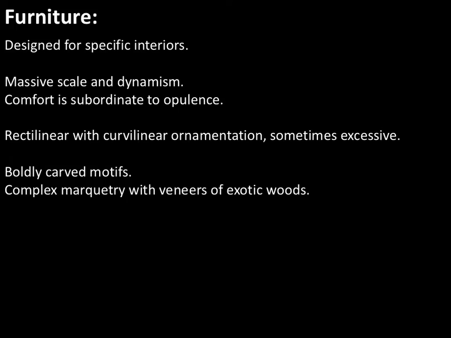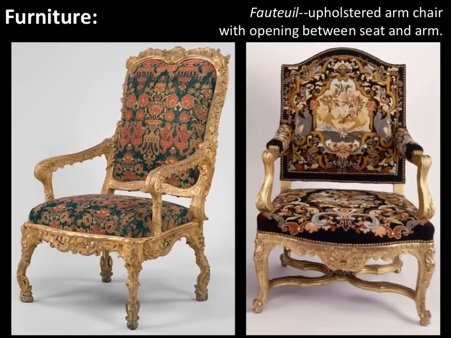And just as with the architecture we've been looking at, the carvings are bold and rich and richly three-dimensional. And then the surface treatment can include marquetry or inlay with veneers of lots of different exotic woods that are gotten from different parts of the world. So even the wood itself has a certain level of richness simply because it came from far away. Let's look at some armchairs. These are fauteuils, and this is a style of upholstered armchair that has that characteristic open space between the seat and the arm and the seat and the back. It's got that open airspace in there.